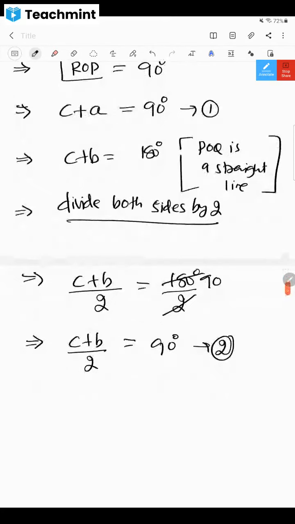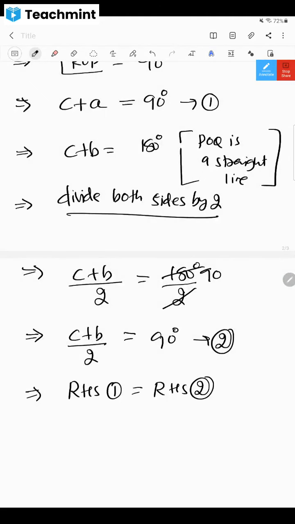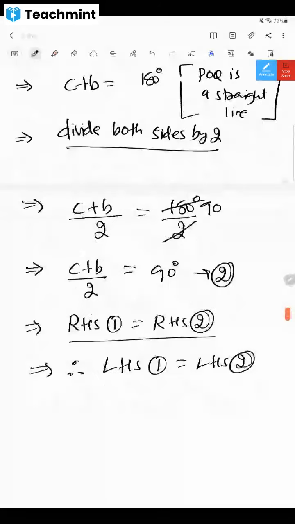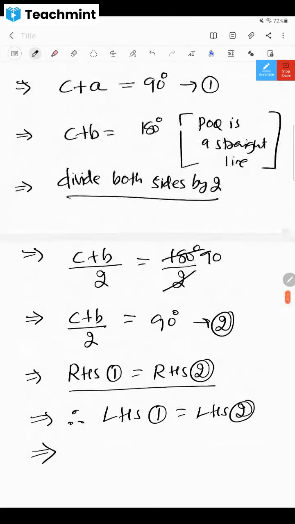Now can you see that RHS of equation number 1 is equal to RHS of equation number 2? Both the equations you should be able to compare in geometry. Therefore, what can I write? I can write LHS of 1 is equal to LHS of 2, or not? LHS of 1 is C plus A, and LHS of 2 is C plus B divided by 2, correct?